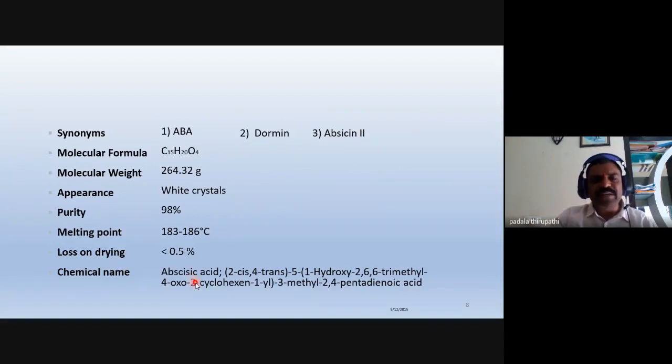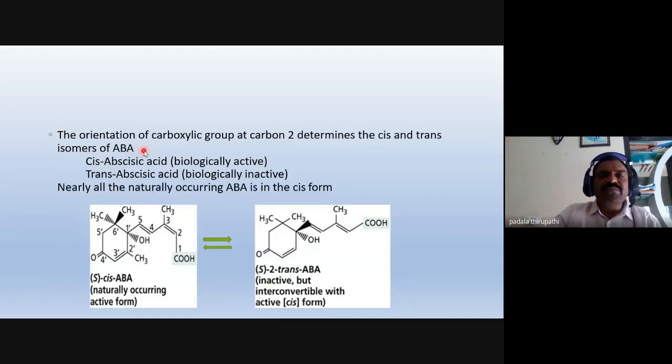The chemical name of abscisic acid is 2-cis, 4-trans, 5-(1-hydroxy-2,6,6-trimethyl-4-oxo-2-cyclohexen-1-yl)-3-methyl-2,4-pentadienoic acid. So this is the chemical name of abscisic acid. Then the orientation of the carboxylic group at carbon 2 determines the cis and trans isomers of ABA.